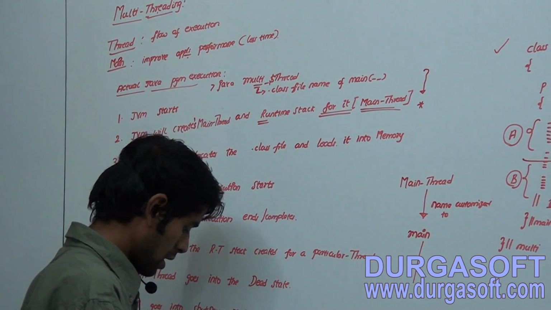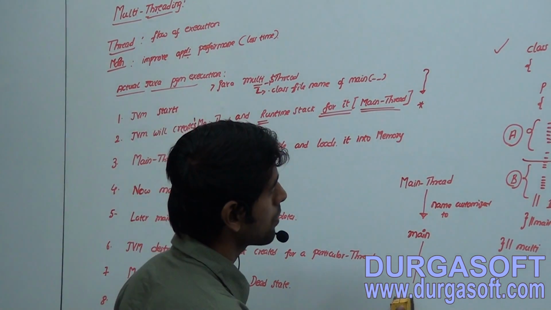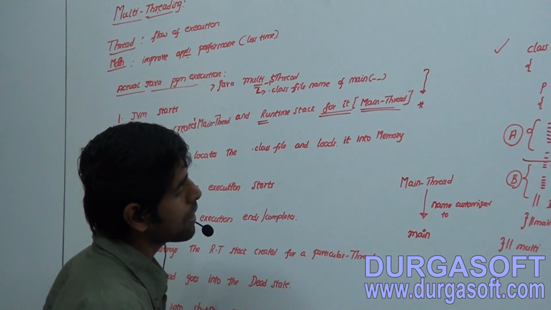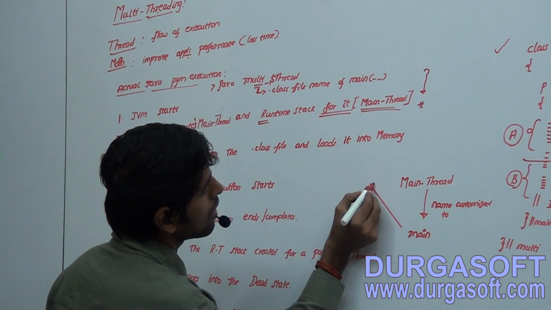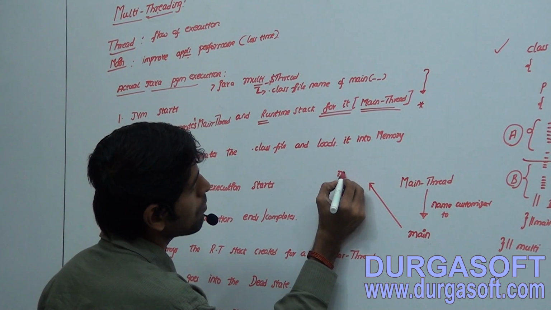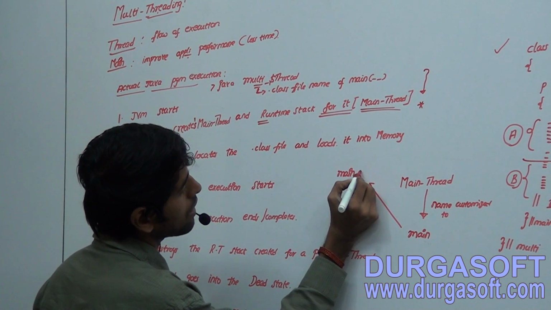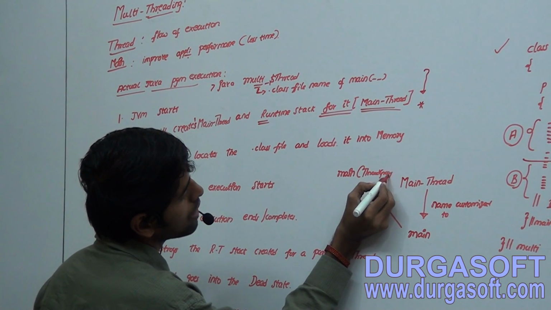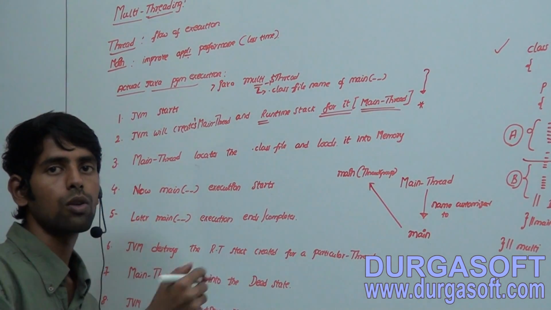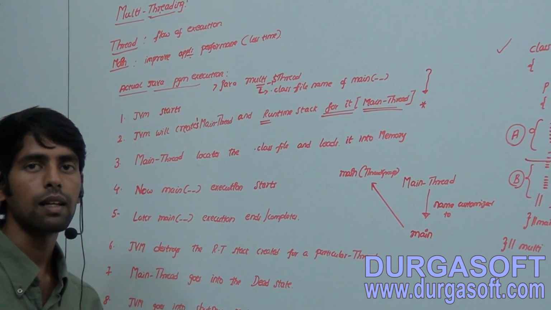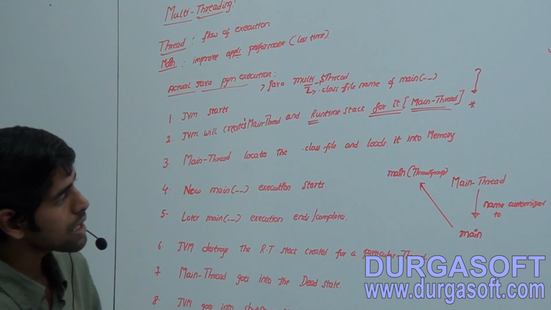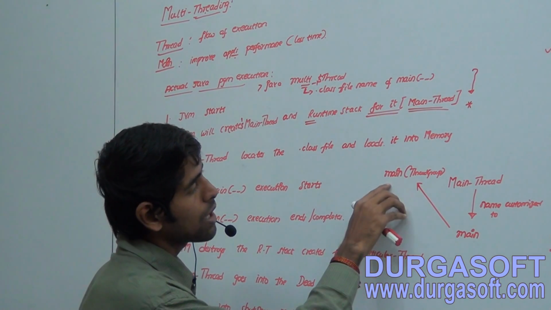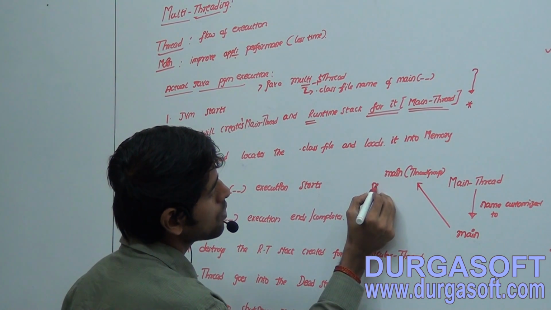Let me put this in a way that will be good for you. This main thread has one parent. What is that parent name? Main. Actually, it is a thread group, so it will have a combination of threads and thread groups. We are going to see that in detail in thread groups. Now, main is the thread, and main is also its parent. Don't get confused with these two names.